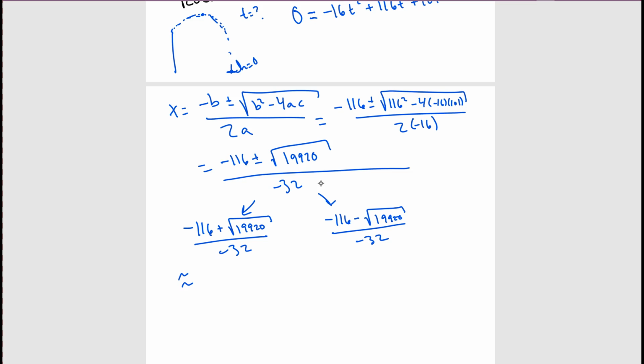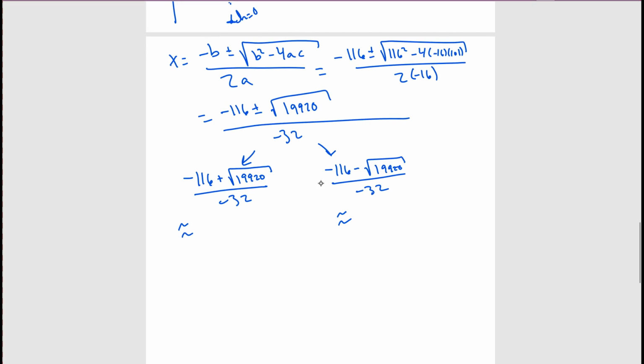So now let's see what these answers are. I'm going to put them into my calculator: negative 116 plus the square root of 19920 divided by negative 32. For the first one, I got negative 0.79, about. I'm just rounding. For the other one, I'm going to do everything the same, but change the middle sign to a minus. And what I got is 8.04. Based on this, which one do you think is the most reasonable answer?